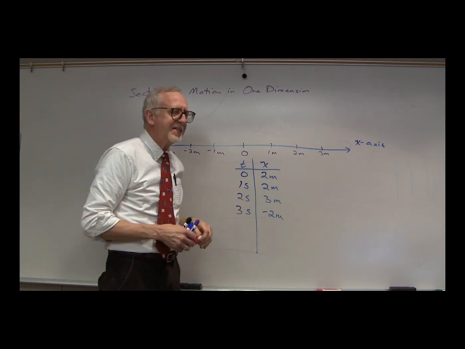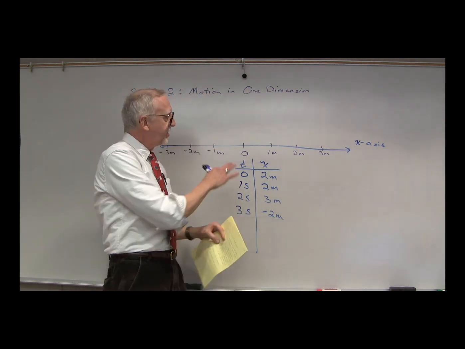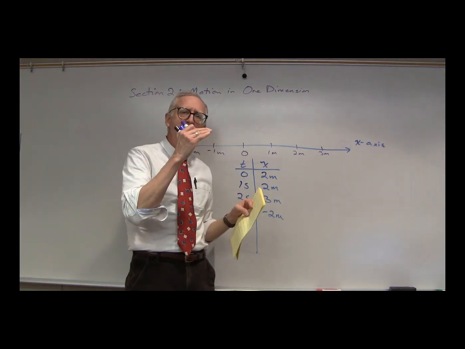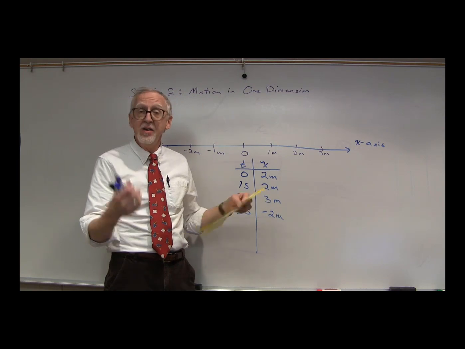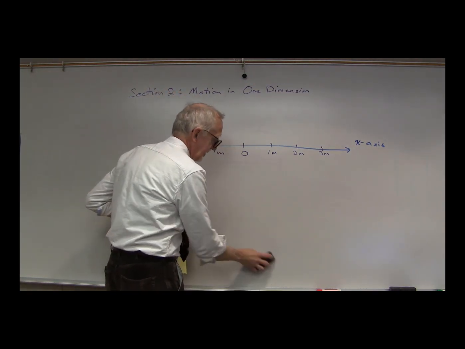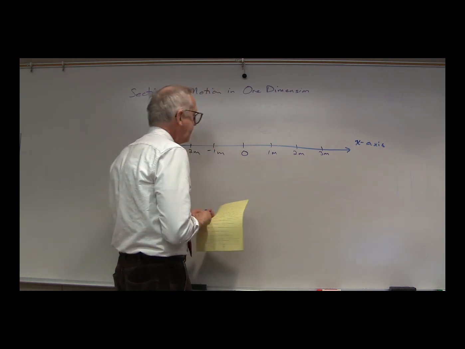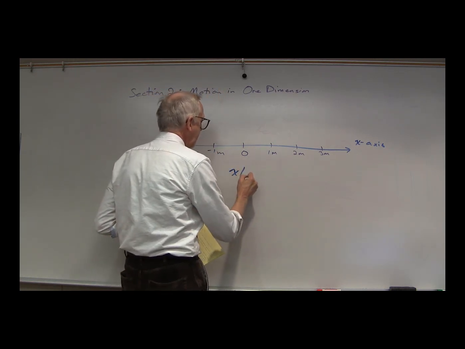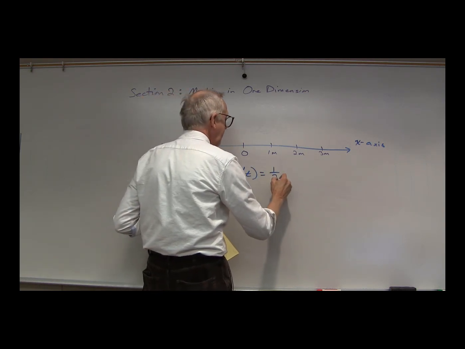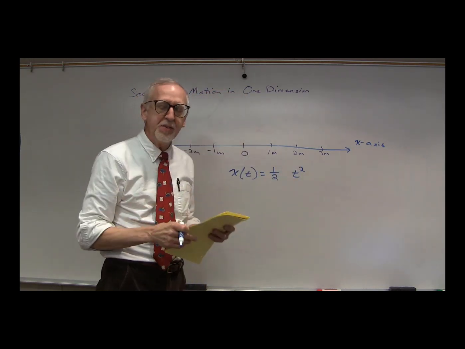So this table is one way of describing motion, but it's really just describing the position at specific times. Another way that we might describe motion is to have an equation that describes a relationship. So we might say that x is a function of time, and it equals, let's say, 1/2 t squared. So what does this mean?